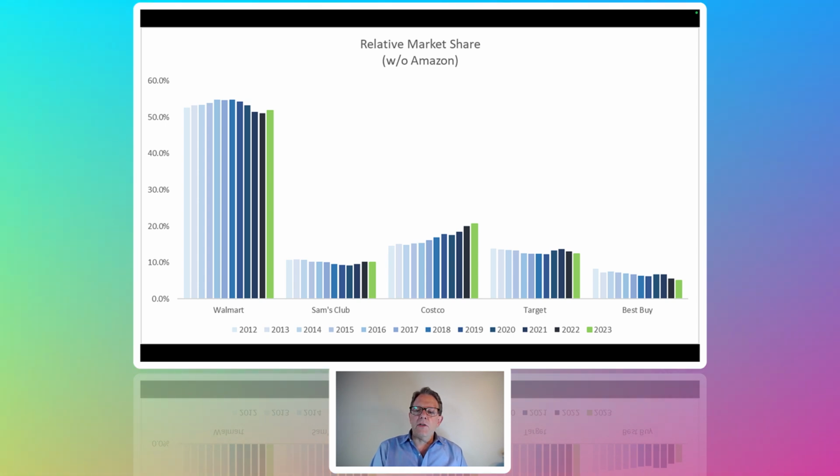Costco has gained share. Best Buy has shrunk their share. Sam's Club and Target, again, lost a little bit of share to Walmart, then gained that back. But over time, it tends to be fairly steady. It's important to keep in mind. All right, and there's just the trends.